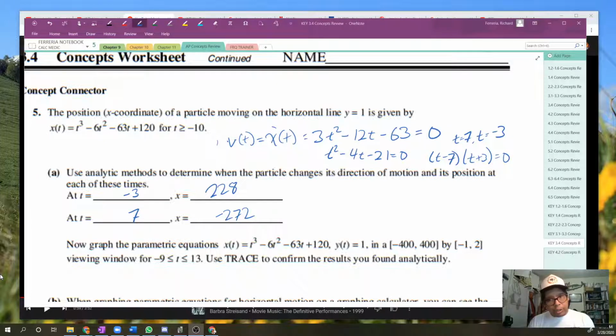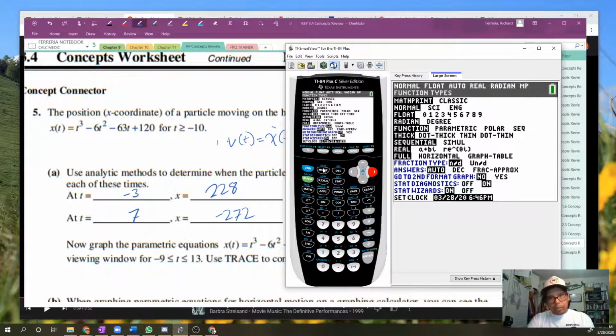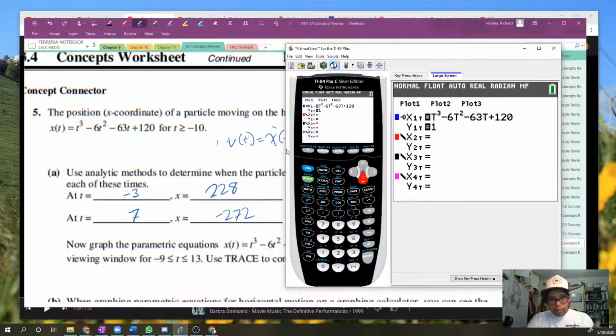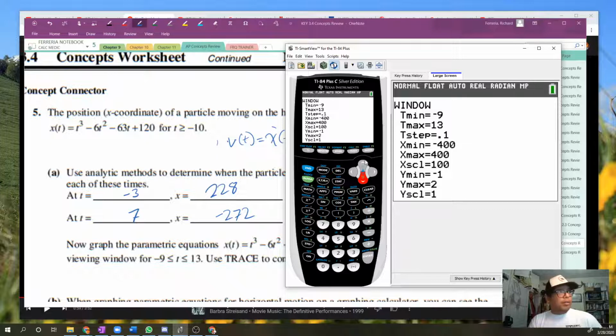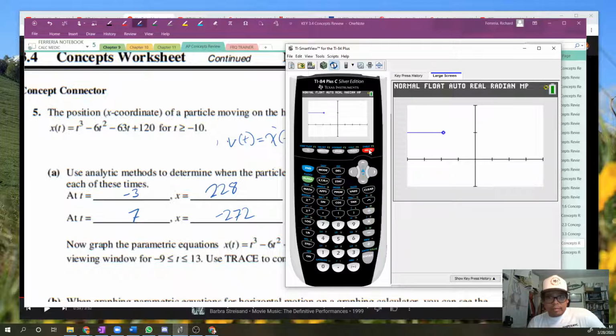Let's go ahead and put those functions in our parametric mode in our calculator. Here we are going to parametric mode. Here are the parametric functions in our y equals menu. Here's our window, and let's graph. Whoa! Keep going the other direction, buddy. Whoa! Turn around. Keep going. There you go.